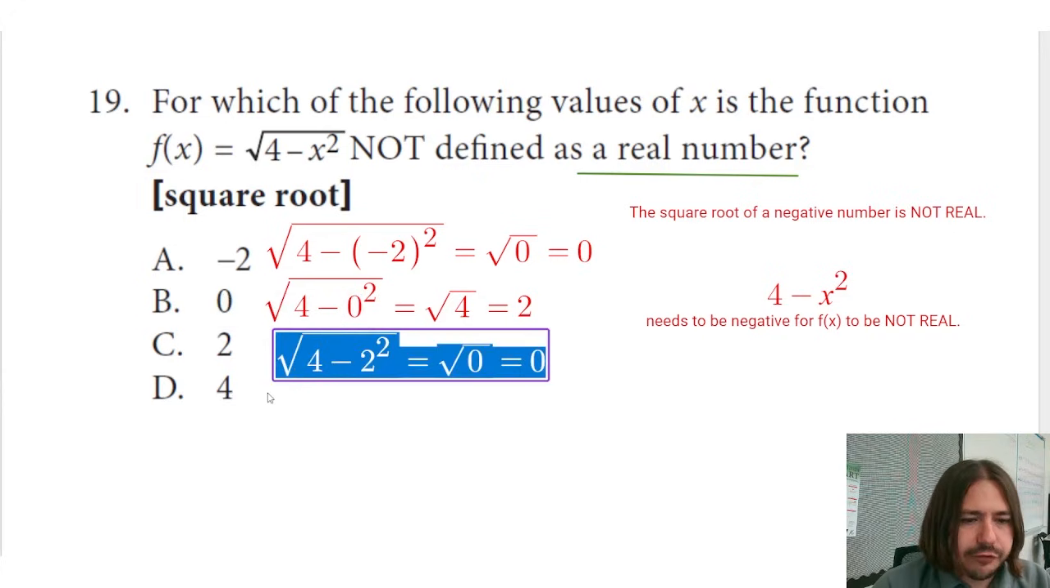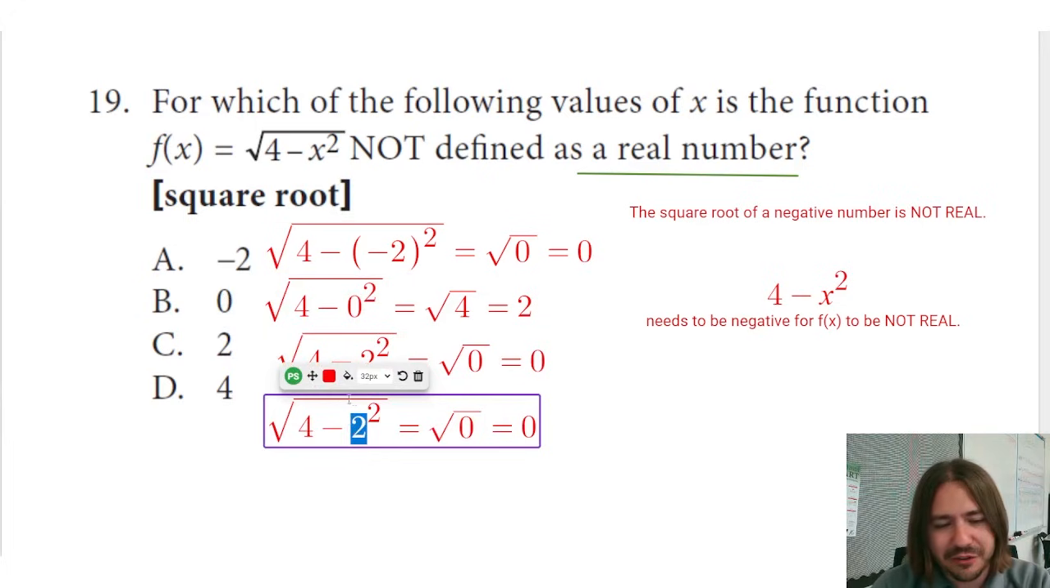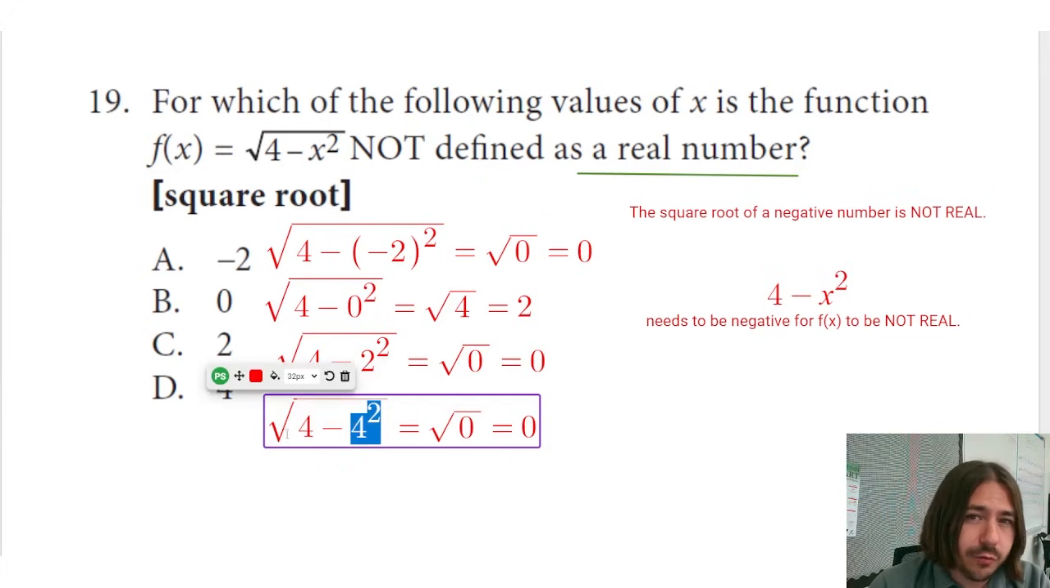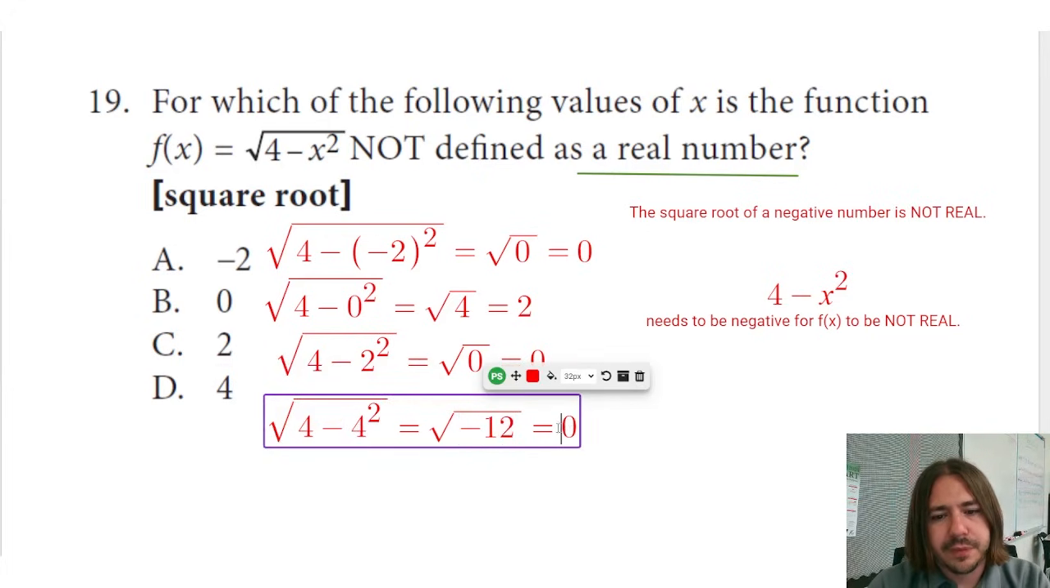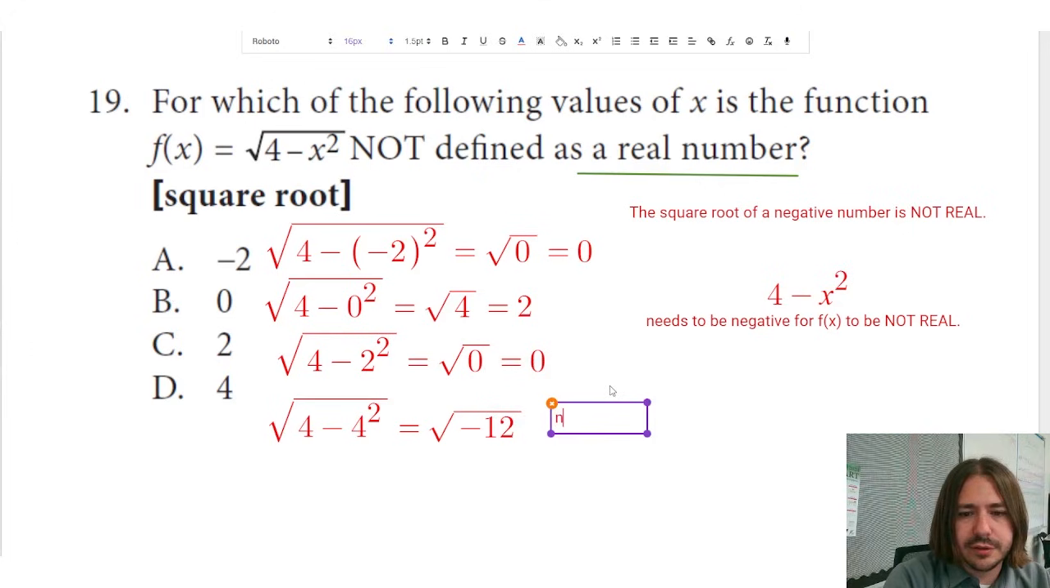Now, if we try to plug in 4, we've already, by process of elimination, figured out our answer here. But if I try to plug in 4, I get 4 minus 4 squared. 4 squared is 16, and so 4 minus 16 would be -12. So this is going to be a non-real answer. This is not real.